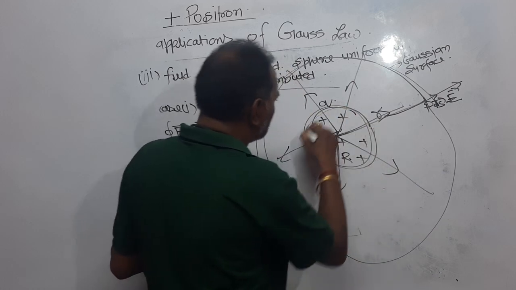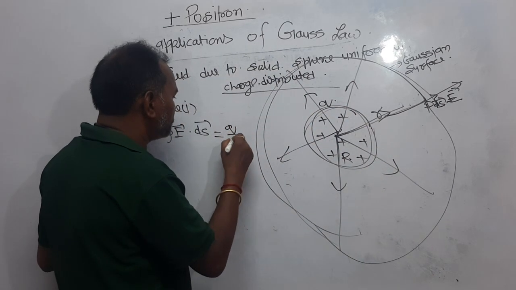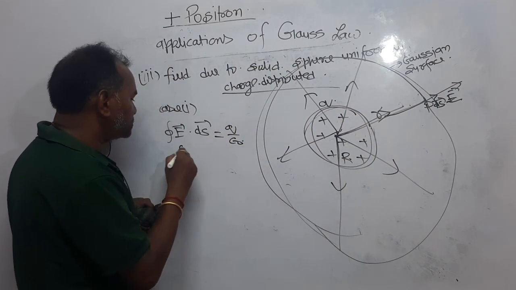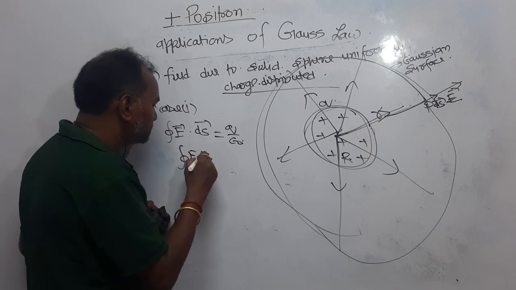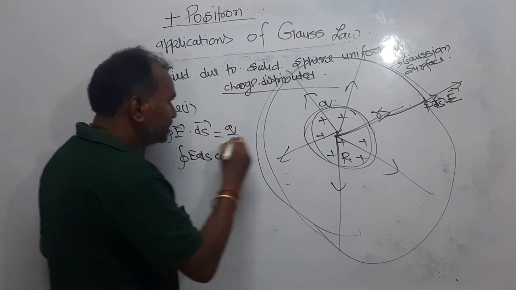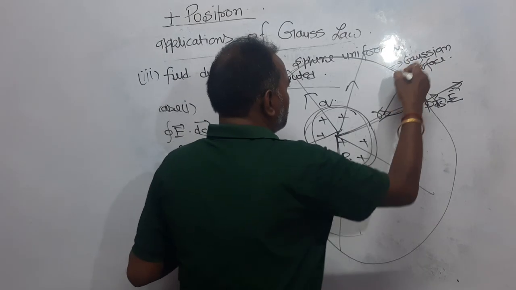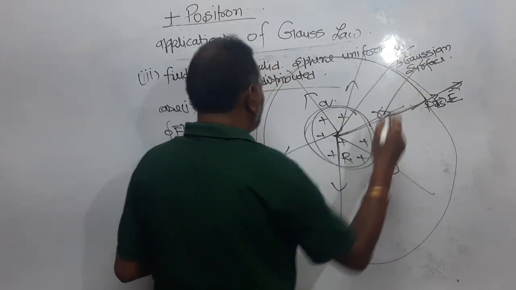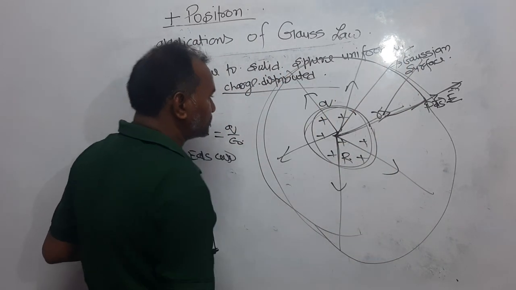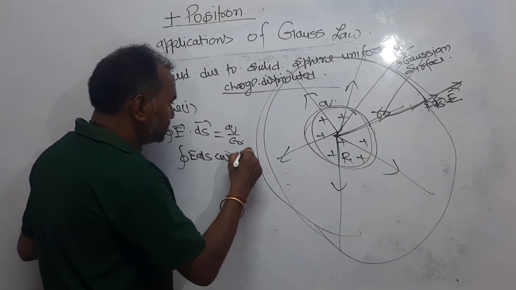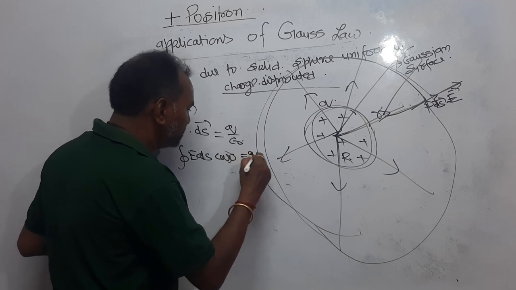That is the total charge, that is Q upon epsilon naught. Now, dear student, what happens? E dot ds, that is cos 0. E and ds are parallel at every point. You can find out at any point of the surface of the Gaussian surface. That is equal to Q upon epsilon naught.